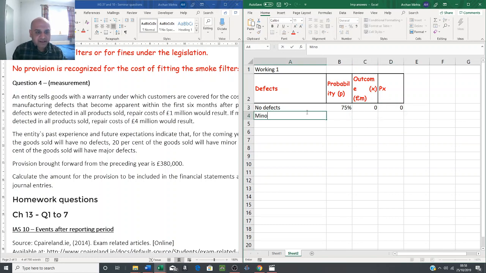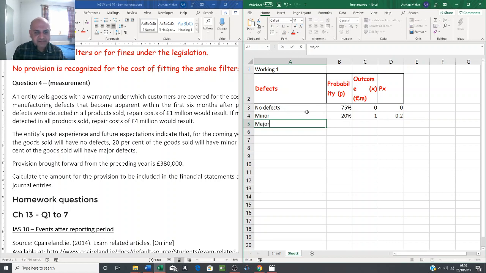If there are minor defects, and the chances of goods having minor defects is 20%, the outcome in this case will be 1 million. So that is 0.2 if you're working in millions. Should we work in millions? Let's work in millions. So 0.2.